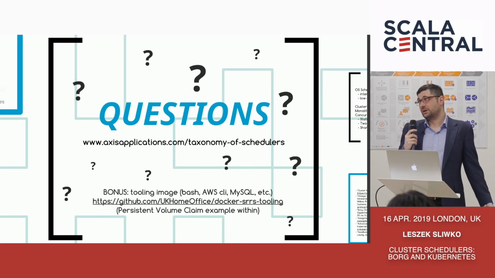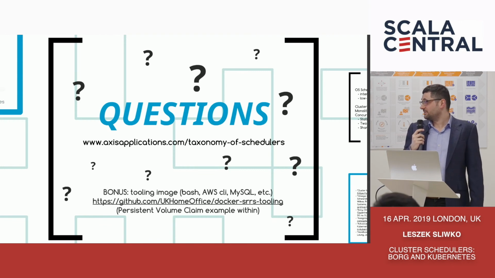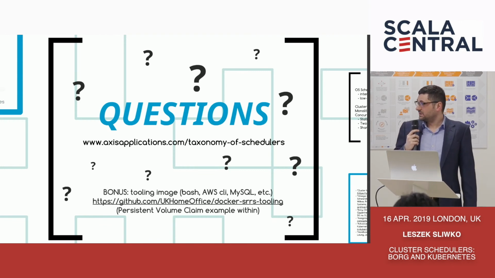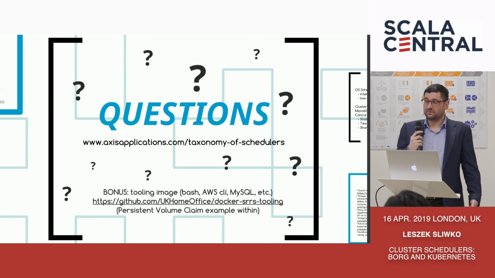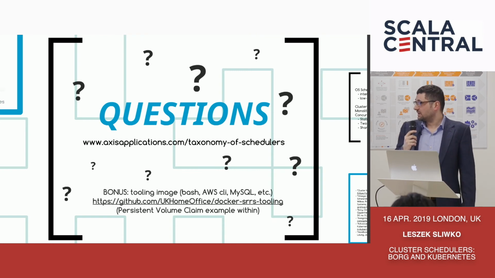And there's also another problem in Kubernetes: pods are not persistent. So how do we save data? We also provide an example of a persistent volume claim. So that's about the questions.